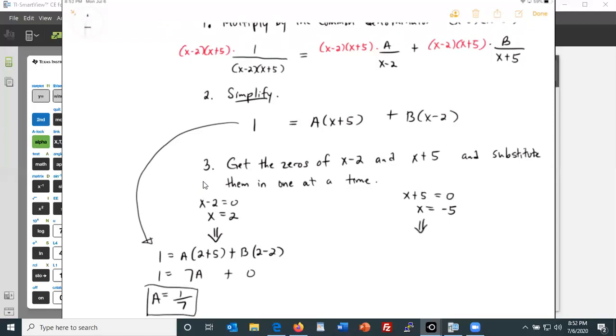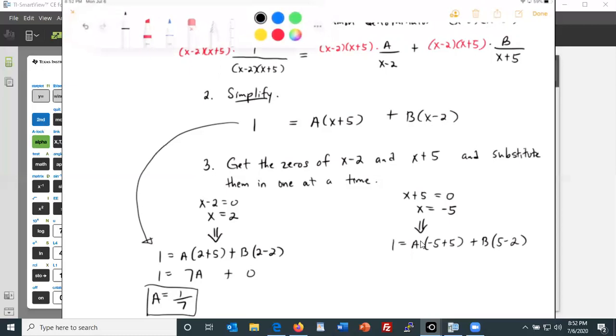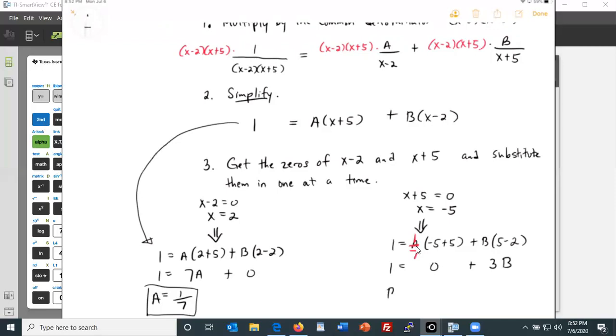And then here, we'll repeat the same thing again. We'll get 1 equals A times negative 5 plus 5 plus B times 5 minus 2. Now here you don't have to plug in A equals 1 over 7. You can do that, like this is 1 over 7, which we just found. But it really doesn't matter here because when I plug in the other 0, all this becomes 0. So I get 1 equals 0 plus 3B. And then divide by 3, I get B equals 1/3.